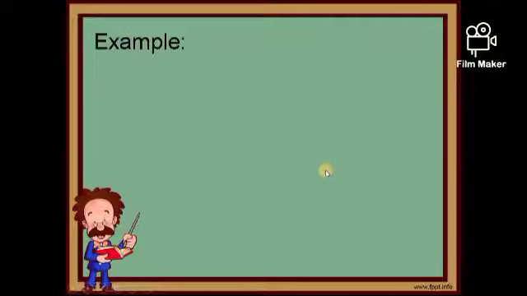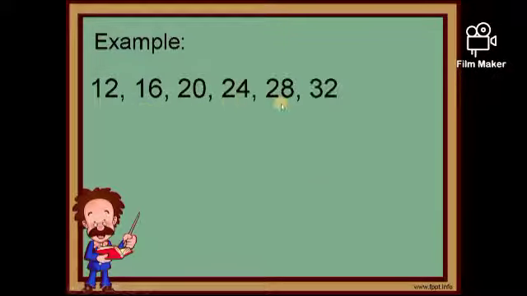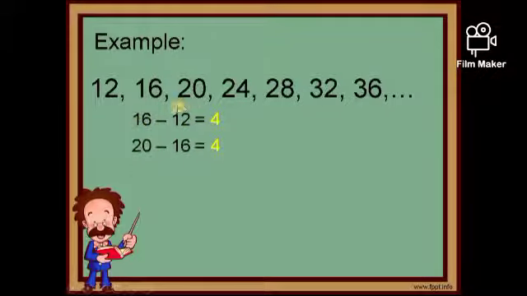Now let's proceed to our example. We have 12, 16, 20, 24, 28, 32, 36, and so on and so forth. Notice that if we subtract 12 from 16, we get 4. 20 minus 16 is also 4. 24 minus 20 is equal to 4. 28 minus 24 is also 4.